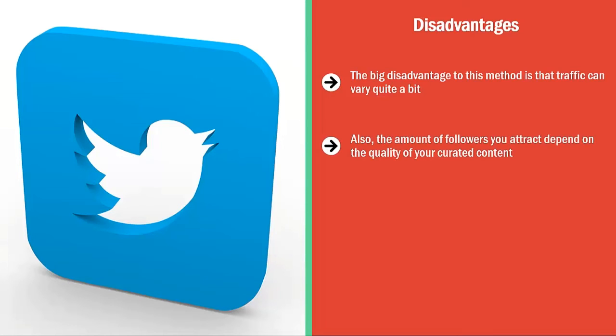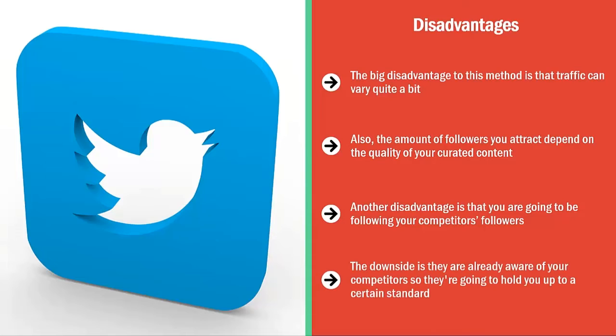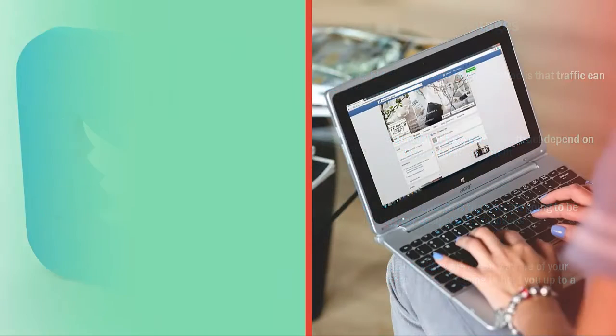Also, the amount of followers you attract depends on the quality of your curated content. If you're sloppy with this type of content, you're not going to get too many followers. Another disadvantage is that you are going to be following your competitors' followers. In other words, you're not going to be targeting people who are complete virgins to your niche. This is a good thing because these people are already interested in your niche. The downside is they are already aware of your competitors, so they're going to hold you up to a certain standard. You must meet that standard, otherwise you're not going to convert.